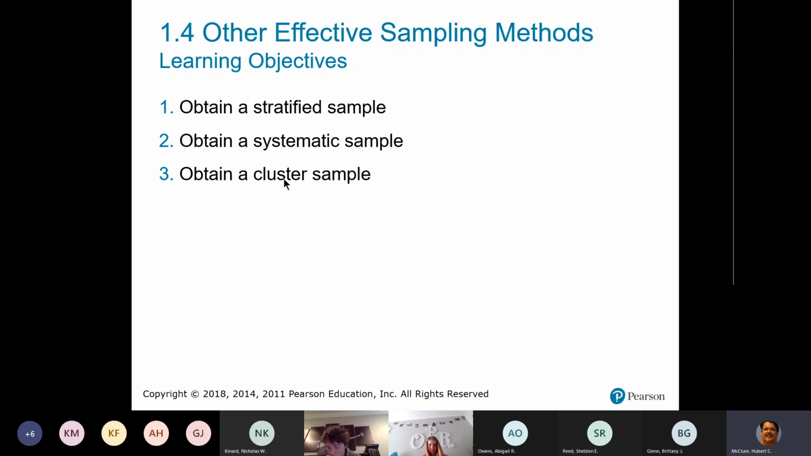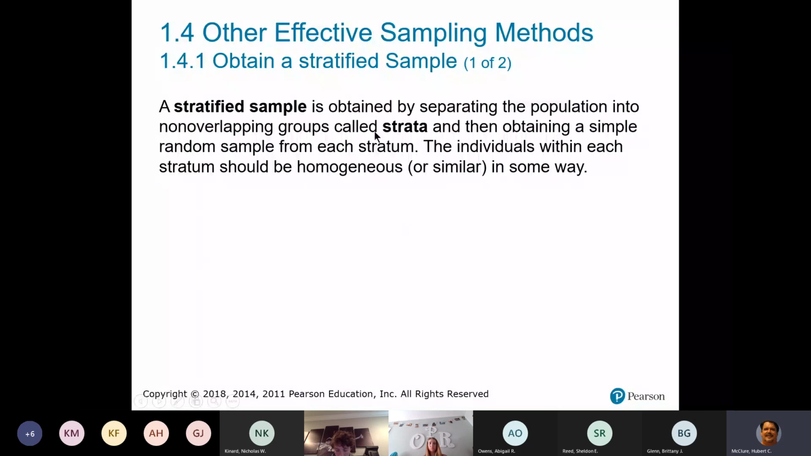Cluster is just a plain group. Like my 6 classes, I could treat each one of them as a group. The difference between stratified and cluster is that stratified is usually a group within a group, and cluster is just a group. Usually they give graphic examples on these, but okay, strata. Make sure you write down strata. Non-overlapping groups. Each group is called a strata. So the first strata would be my classes. Second strata would be male and female. Within.